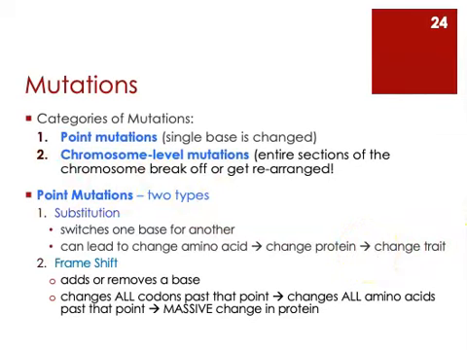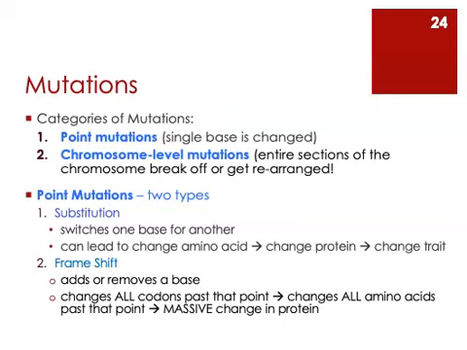The second category of point mutations are referred to as frameshift mutations. These are a little different. They still involve a single base, but rather than substituting one base for another, in a frameshift mutation, an extra base might be added in, or an existing base might be completely removed from the DNA.